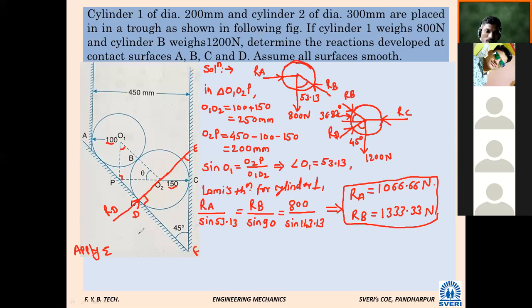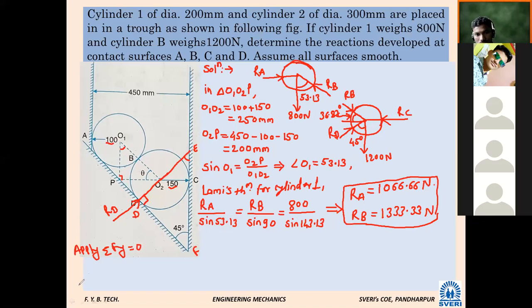Apply summation Fy equal to 0. Tell me now. There is no question of RC now. Four forces are there: RC, RB, RD, and 1200. Out of that, RC will not come. So RB, is it going towards positive x-axis, positive y-axis or negative y-axis? RB force, negative, minus.